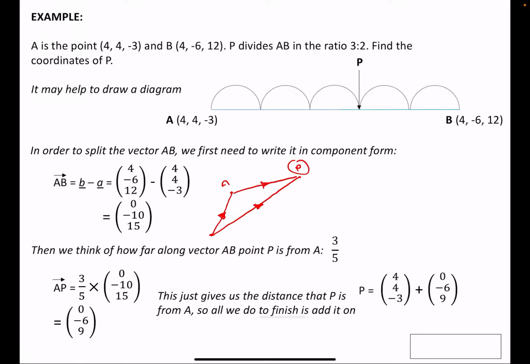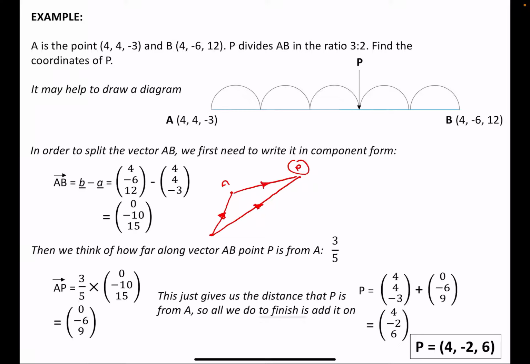So taking the 4, 4, minus 3, in other words the position vector A, adding on the vector AP, gives us the position vector. And this is where you've got to be careful. We're asking the question for the coordinates of P, but the coordinates are literally 4, minus 2, and 6. So make sure you make that change at the end.